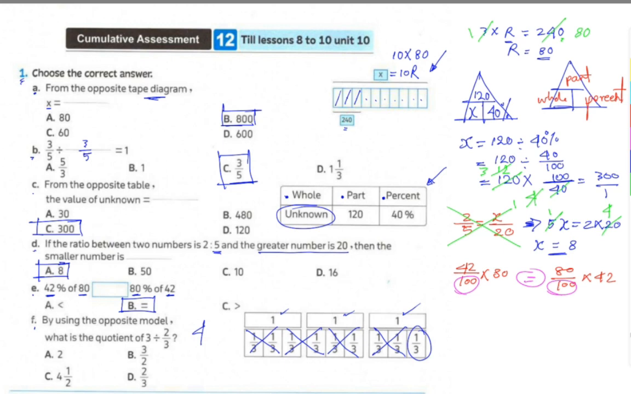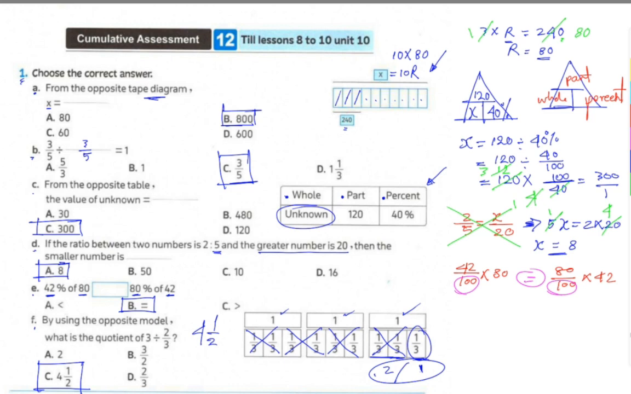I need 2 over 3. So this is 1 part, and I need 2 parts. So that's 1 over 2. That's half. So I have 4 and a half. 4 and a half is the right choice.